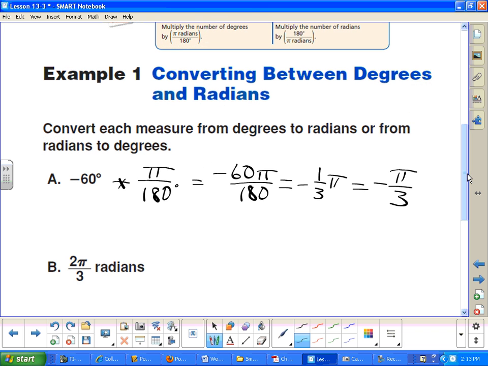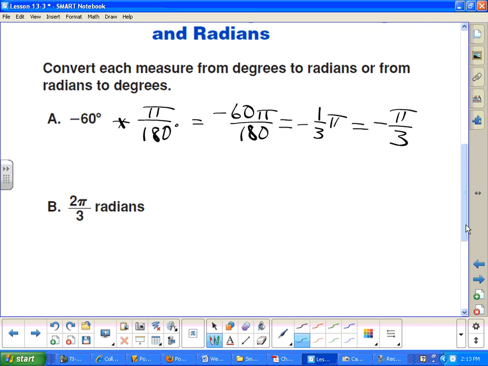Letter B, they give us 2 pi over 3 radians, and they want us to convert that to degrees. So we will multiply this then, 2 pi over 3 times 180 over pi. Since I have pi in the numerator, I want pi in the denominator so that they will cancel. So these pi's cancel. Then it's just a matter of simplifying 2/3 times 180.